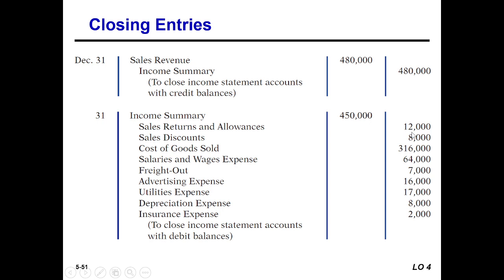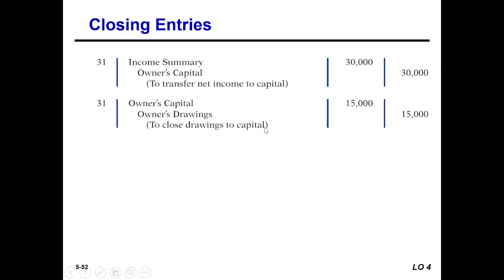That means sales returns and allowances credit, sales discounts credit, cost of goods sold credit, salaries and wages expense credit, freight-in, advertising expense, utilities expense, depreciation expense, insurance expense, to close income statement accounts with debit balances. That means when you close entries with a debit balance, we need to close those entries. I think everybody is clear now. Income summary debit and owner's capital credit.